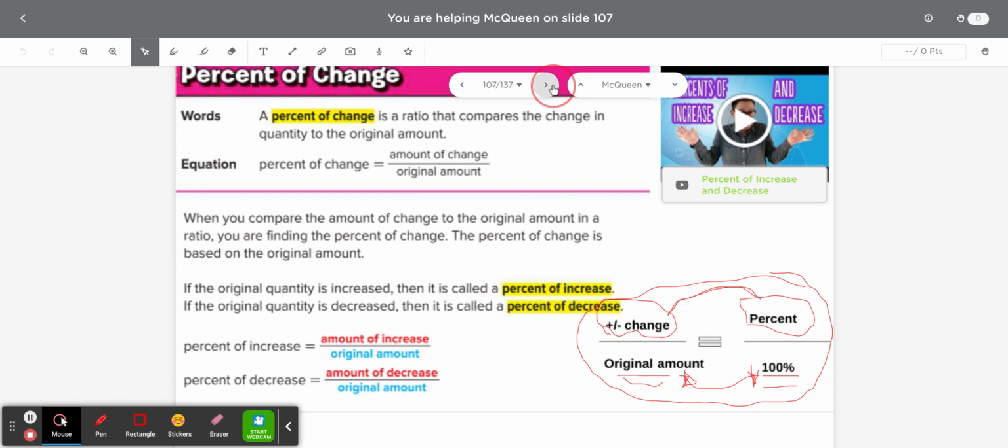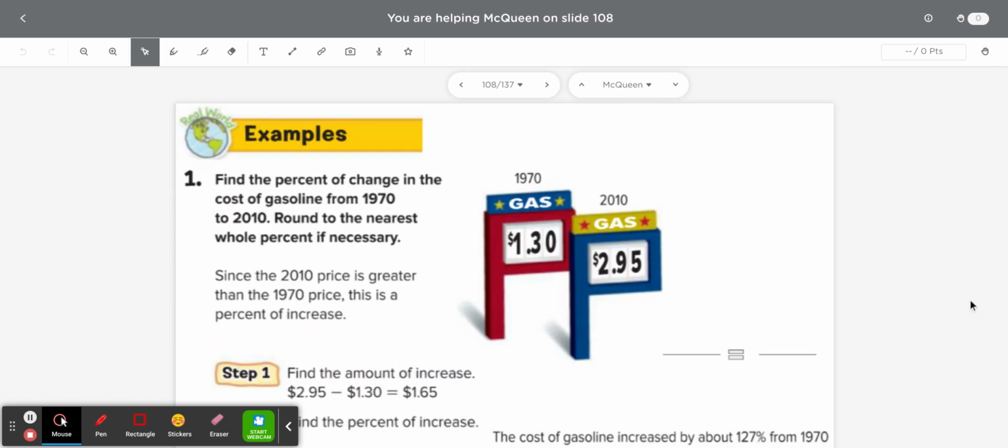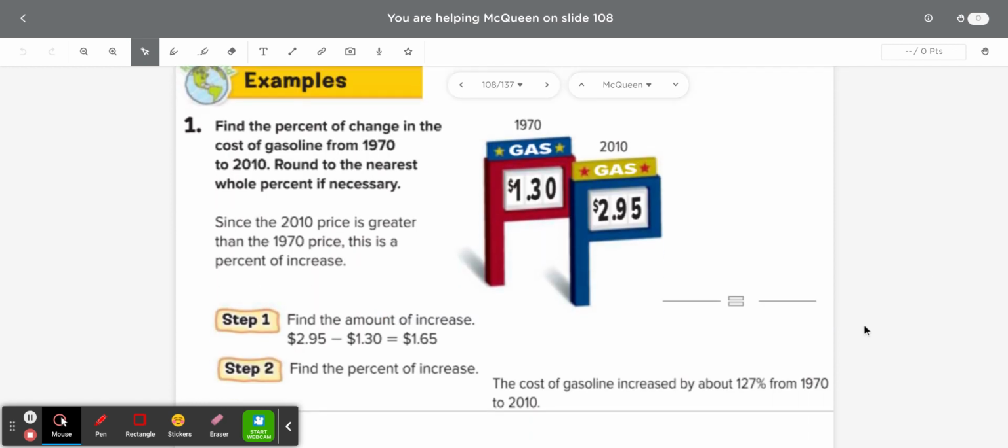Okay. So going on to the next slide, we see here, gas in the last few years has gone up considerably. And so it says, find the percent of change in the cost of gasoline from 1970 to 2010. Round to the nearest whole percent if necessary. So I see here 1970 is my original amount. Okay, so $1.30 is my original amount, and it will go on the bottom. Now back then, that was 100% of the price.